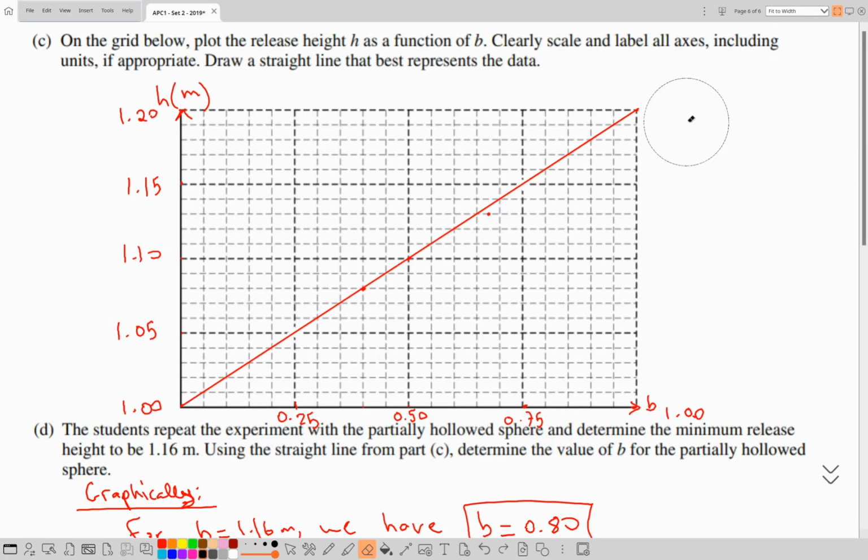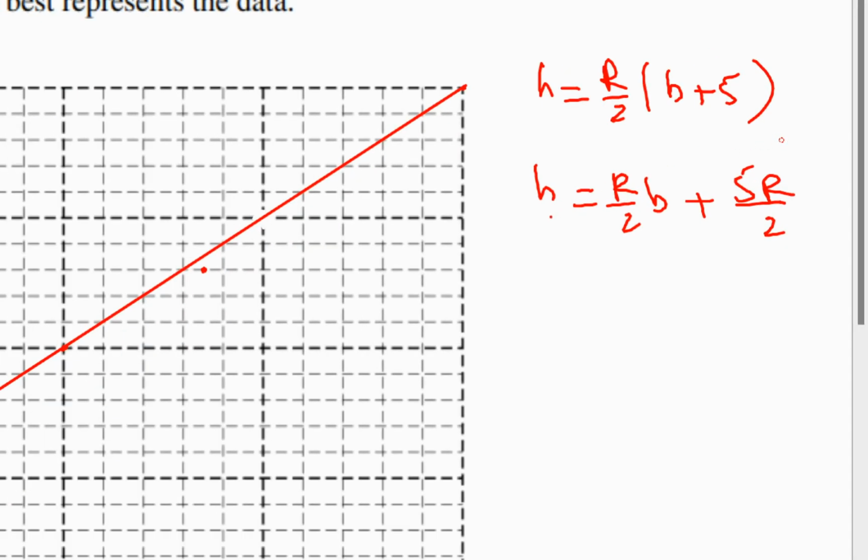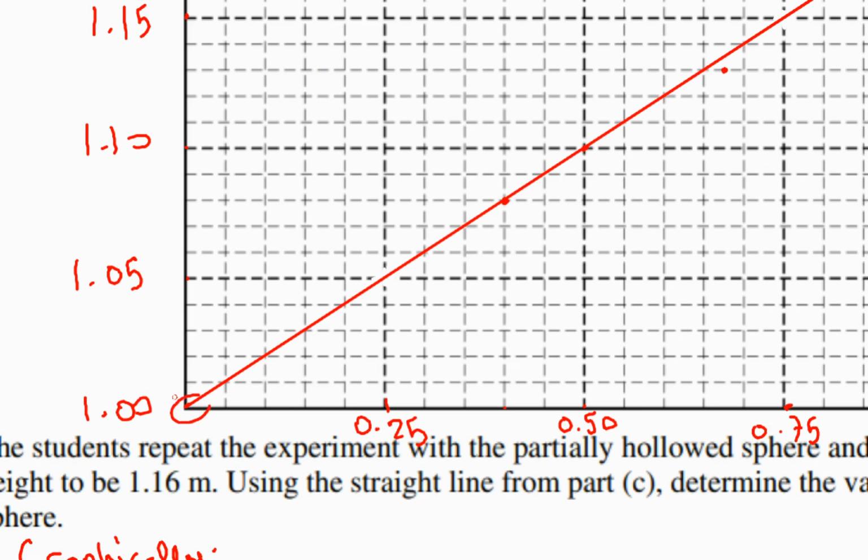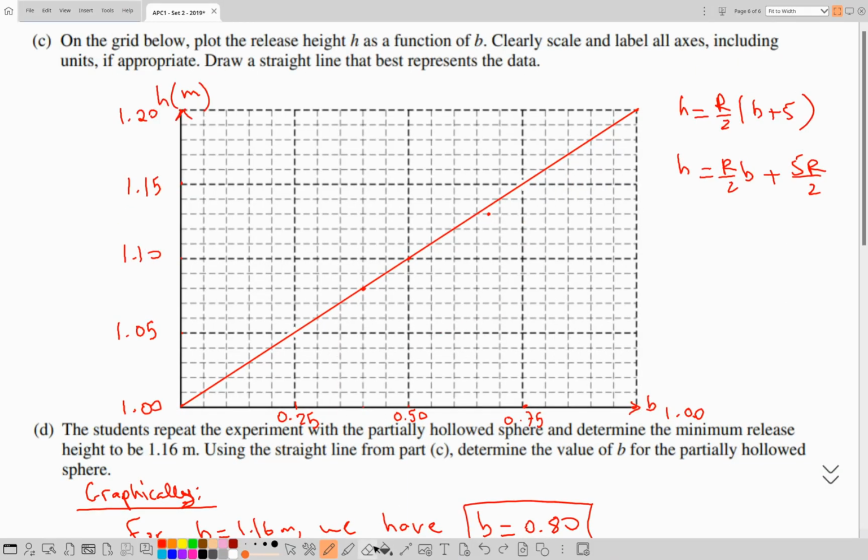Here's something very important to mention. Notice that this is an equation of a line that's not passing through the origin, but according to this drawing, it's passing through the origin. But remember, that's not the origin, it has been shifted. So let's determine the slope.